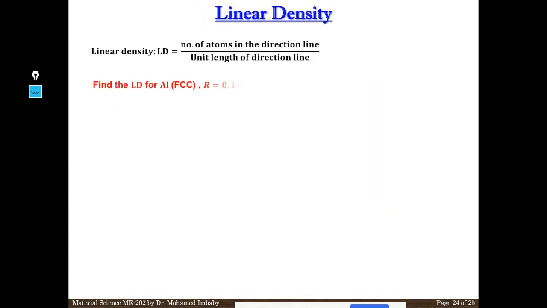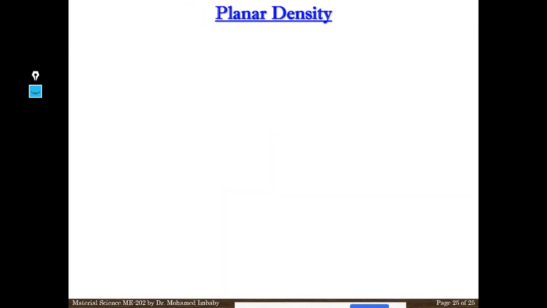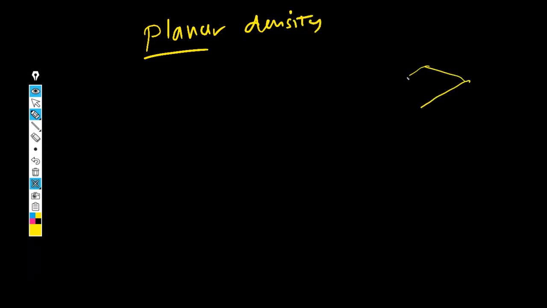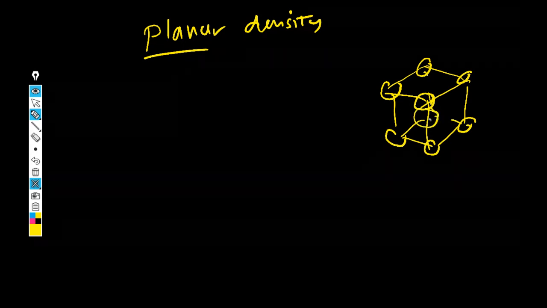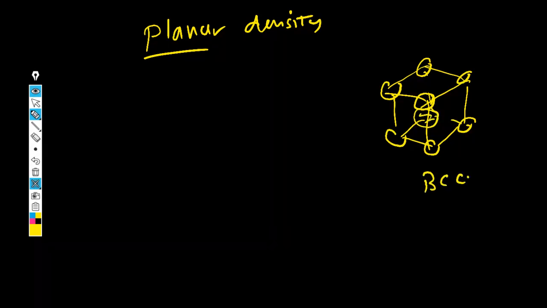Okay. We finished the linear density here. We explained many examples. Come to the planar density. Again, guys, if I'm talking about the planar density, I'm talking about the unit cell as well. If I have a cube unit cell, whatever the case, I give it to you like this. We have atoms at the corners, and for example, 1 atom in the middle. This is a body-centered cubic structure.